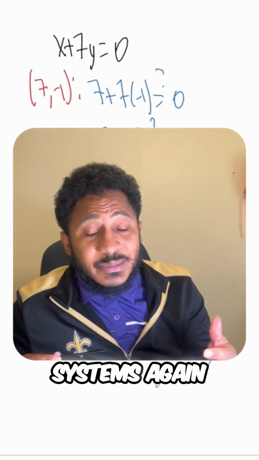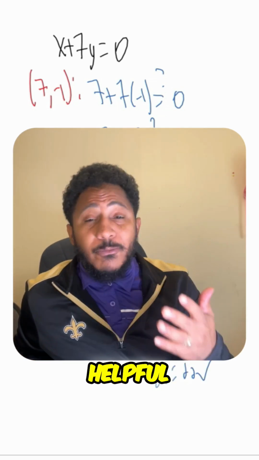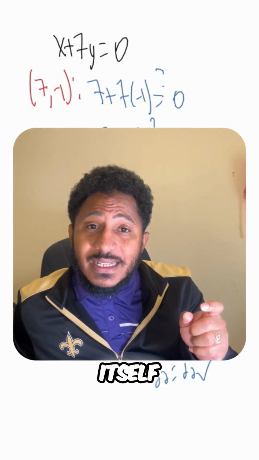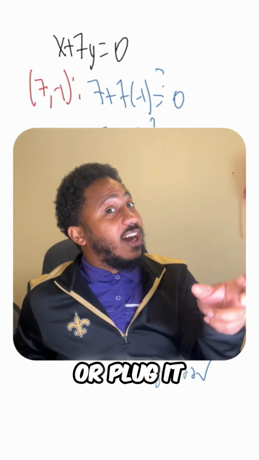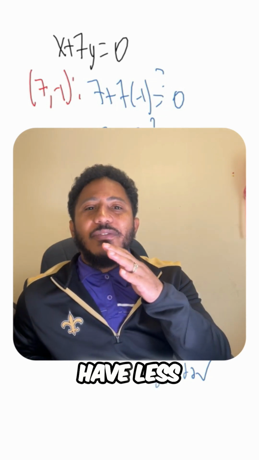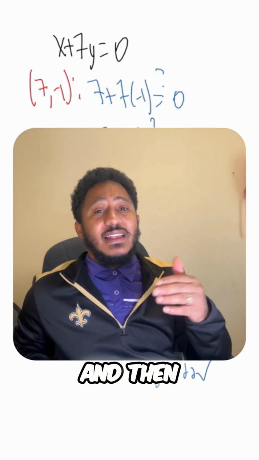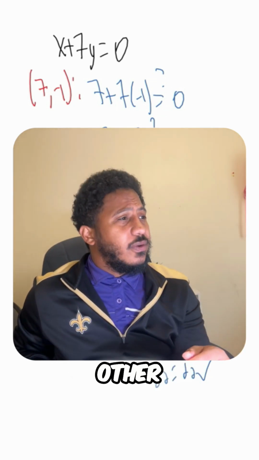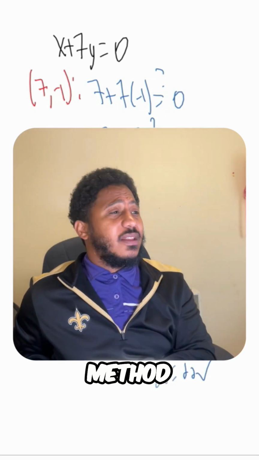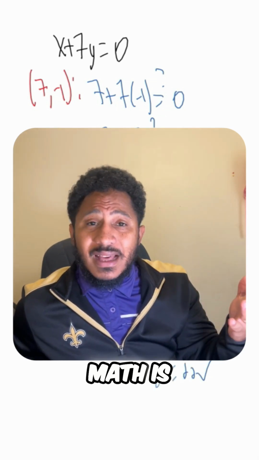So when solving systems, again, one very helpful method is what's called substitution, which is get one of the variables on one side by itself, substitute or plug it in to the other equation, okay? And then now we have less variables to deal with, okay? And then back substitute to find the other coordinate, okay? So again, these aren't too bad, especially that substitution method, all right? And always remember, math is everywhere.